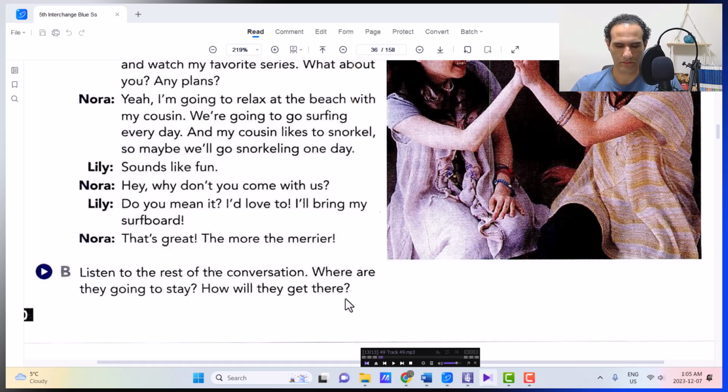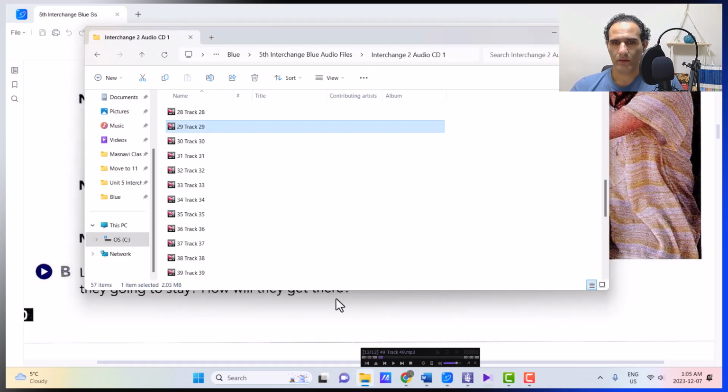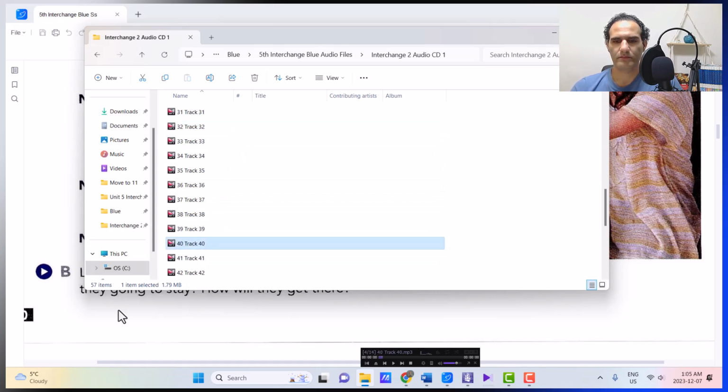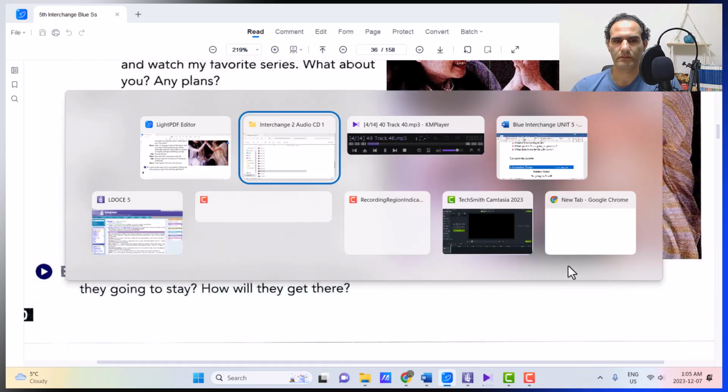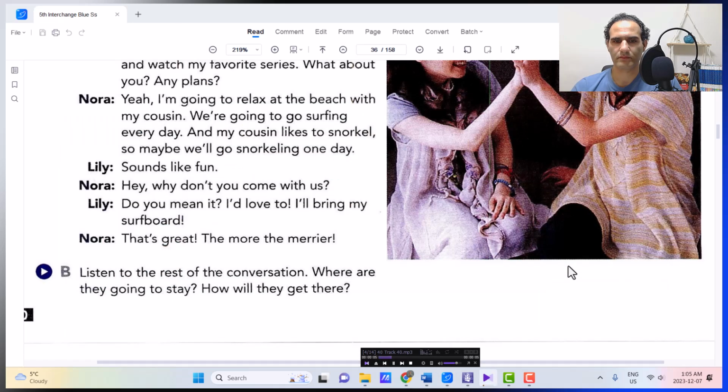Page 30. Track 40. Page 30, exercise 2, part B. Listen to the rest of the conversation. Where are they going to stay? How will they get there?